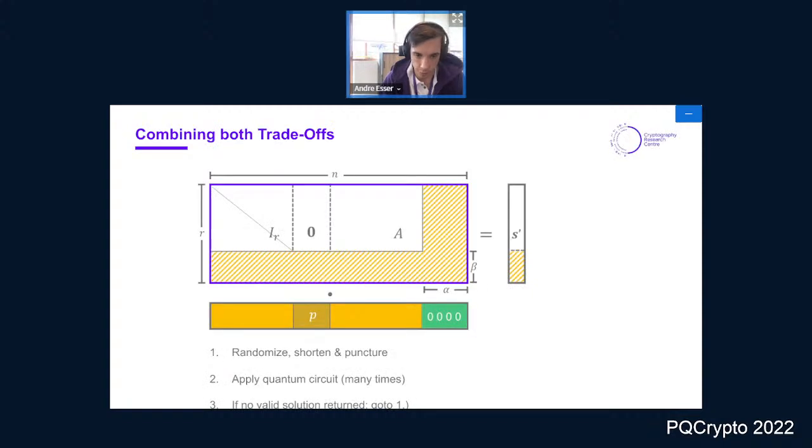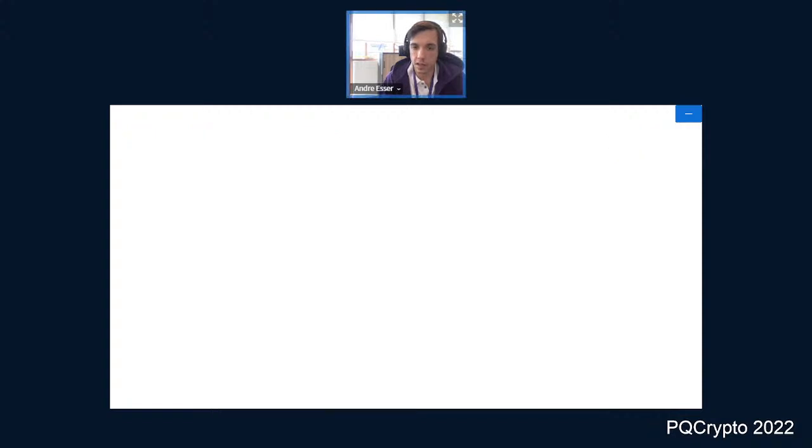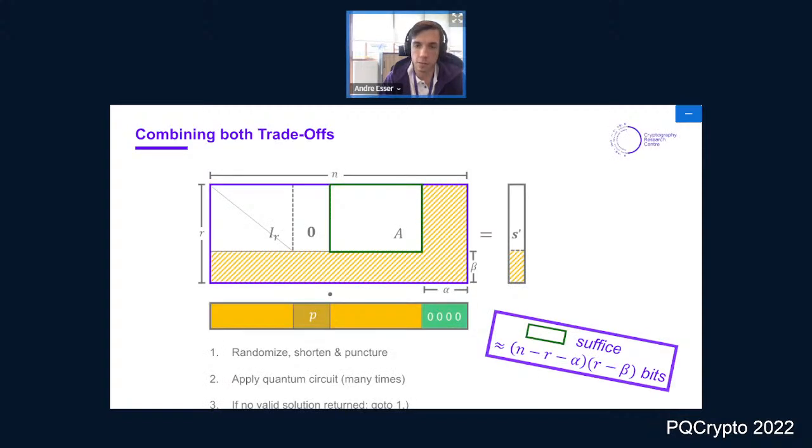So the algorithm, in summary, works by first randomizing the instance to try to get the weight p into this gray shaded area, shortening and puncturing the code, and applying the quantum circuit on the rest of A, which is left, multiple times to collect all the solutions. And if none of those solutions solves the initial instance, we start again with a randomization and shortening and puncturing. Overall, this green framed part of the matrix A is then sufficient to input to the quantum circuit.